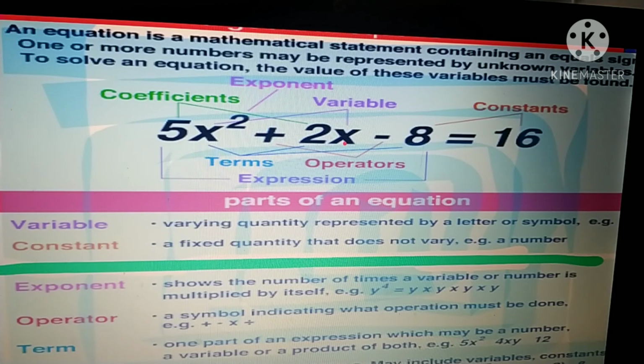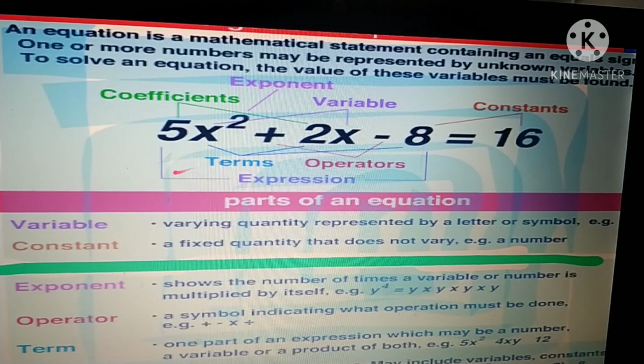And now what is a constant? A fixed quantity that does not vary. Fixed quantity means the number. Okay, constant is a number. 16 is a number here, so this is called a constant. Okay, understood?